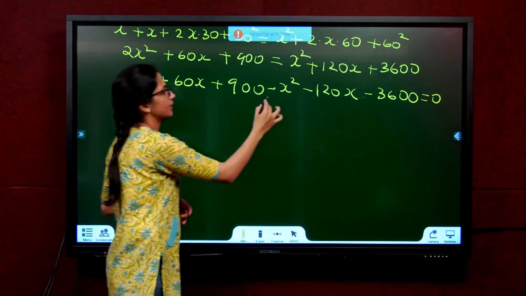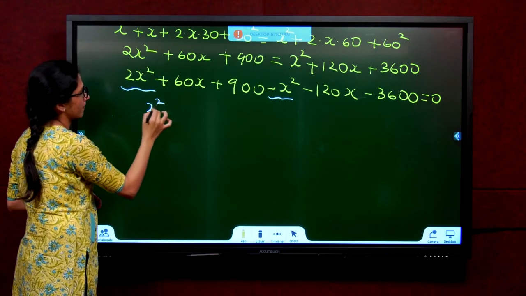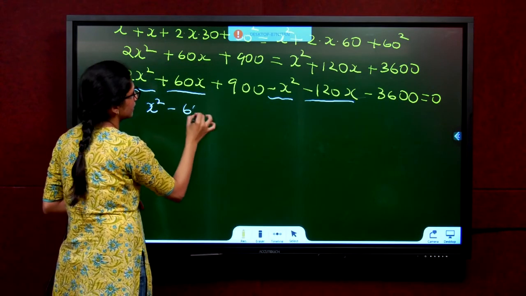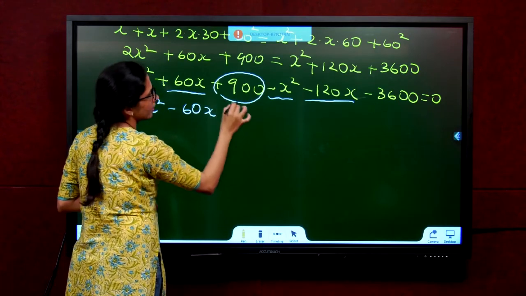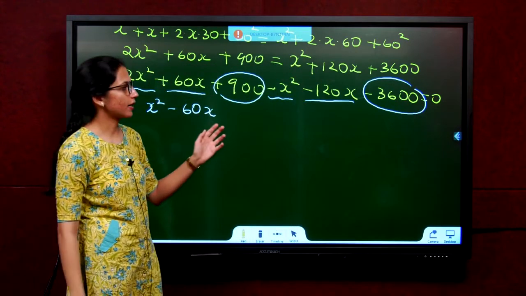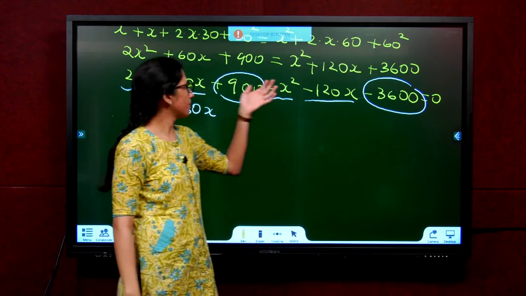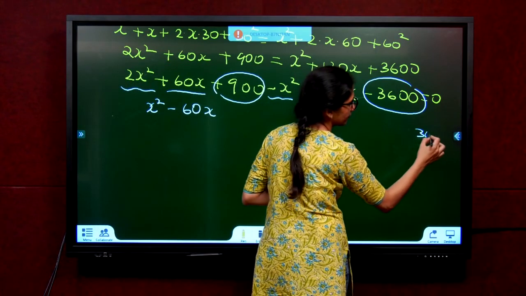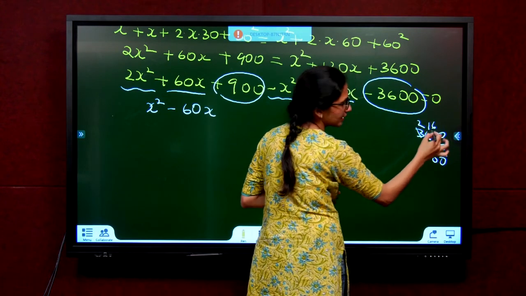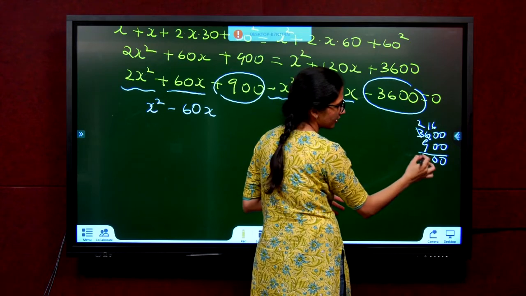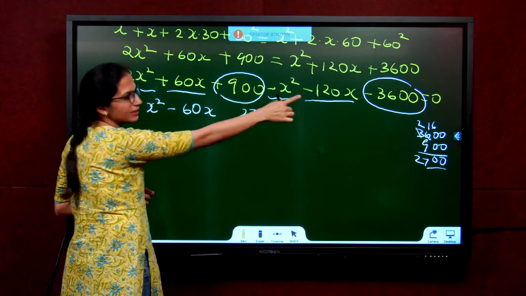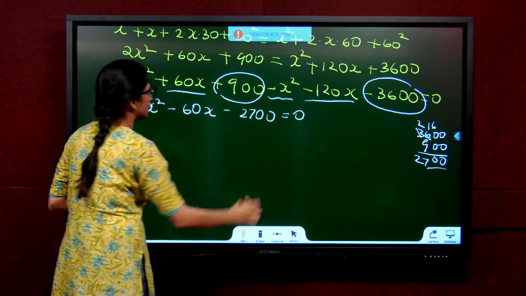2x² − x² = x². 60x − 120x = −60x. 900 − 3600: normal subtraction, 3600 minus 900. How much is that? 2700. 16 minus 9 is 7. You can do it directly. So the equation is x² − 60x − 2700 = 0.